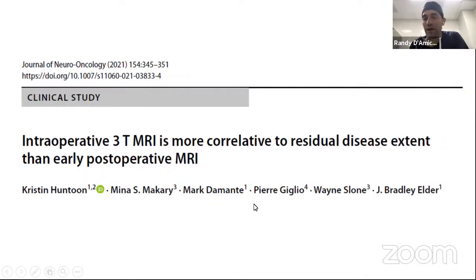This is a collaborative effort between Lenox Hill Neurosurgery and the Journal of Neuro-Oncology, where we like to present recent publications in the journal, highlight the authors who constructed them, and talk about the results and the relevance of these studies. Today we're pleased to have Kristen Huntoon with us, who I believe is currently at MD Anderson. And she's going to talk to us.